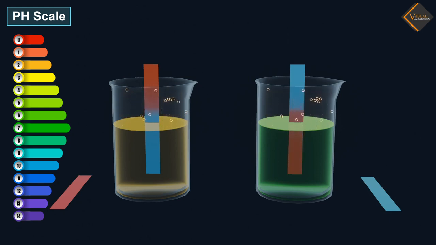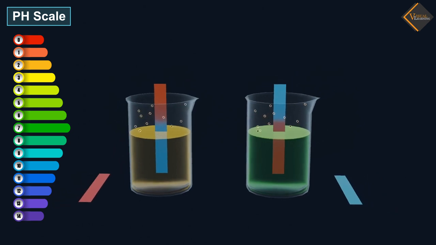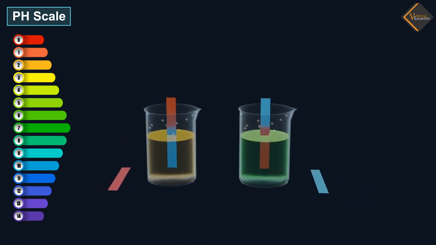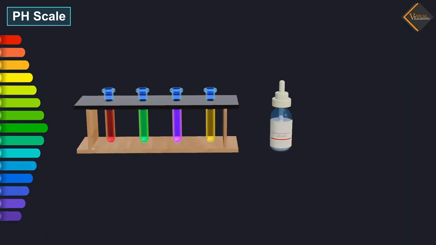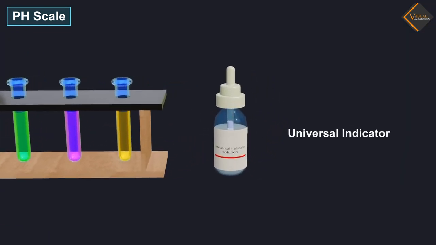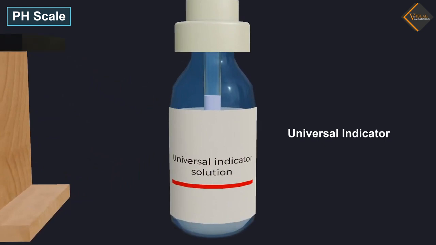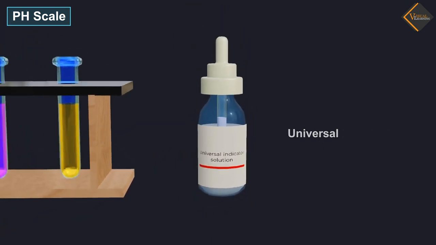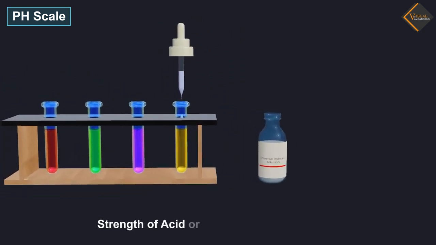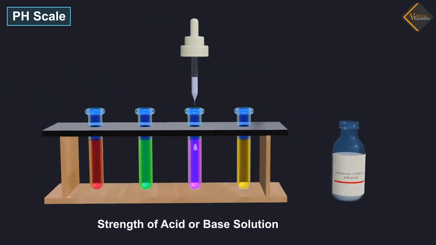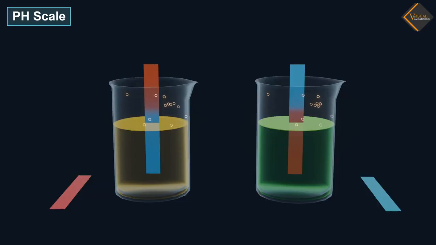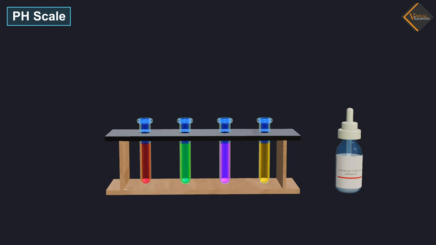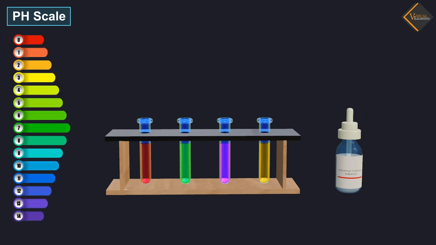It is found that litmus paper only tells us whether the solution is acidic or basic. It does not tell us how strong the acidic or basic solution is. For this, we use universal indicator. Universal indicator is a mixture of different indicators. With the help of this, we can determine the strength of the acid or base solution. After the litmus paper or universal indicator changes color, we compare the color with the pH scale and notice the number on the scale with the color.